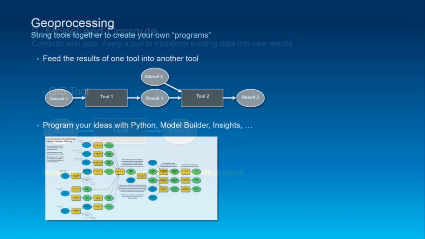Well, one of the ideas behind that is it's not just individual tools that you run, it's this ability to string a set of tools together so you can feed the result of one tool into another. And by doing that, you can start to create your own model. And I think most of you in this room have had experience at doing that at some level. Sometimes people do it with Model Builder, some people do it with Python. In the future, people are going to do those same types of procedures with insights on the web. But that idea that you can create your own model of a particular problem is very interesting.